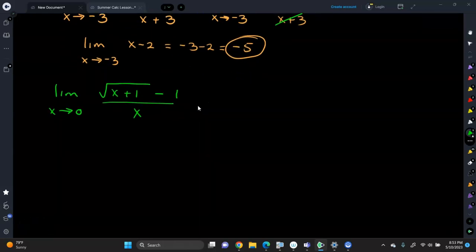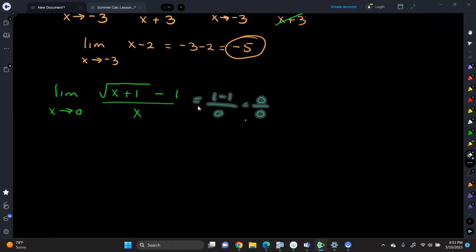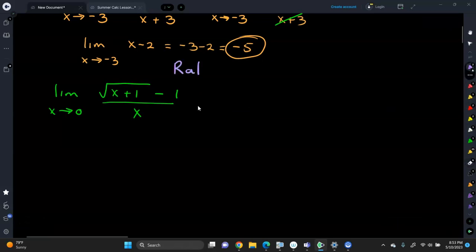Right away, I know I have a problem because the direct substitution is going to fail. I'm going to end up with 0 over 0, because on top I'm going to get 1 minus 1, and on the bottom I'm going to get 0. So I immediately know I have a problem. So what we're going to do is rationalize. In this case, we're going to rationalize the numerator.